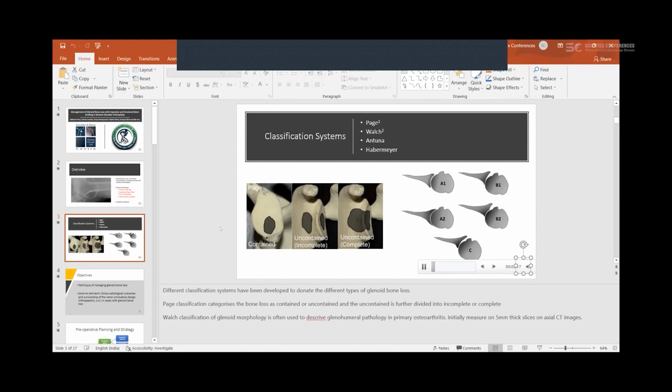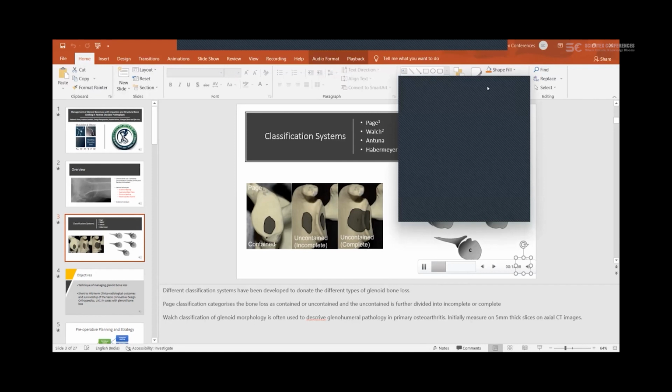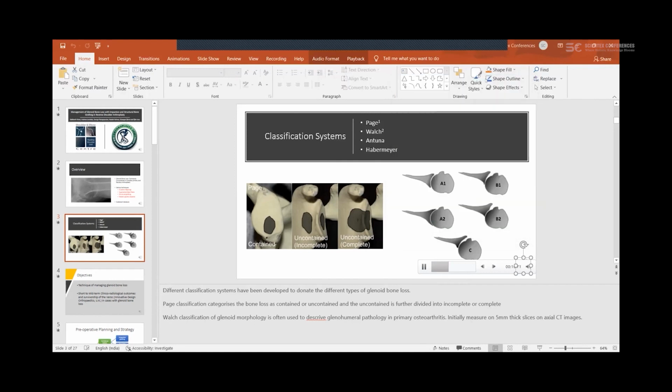There are various classification systems when it comes to glenoid bone loss, and the main one, the Page classification, categorizes the bone loss as either contained or uncontained, with uncontained being further categorized as either incomplete or complete. When we think about the Walsh classification, it's talking about the glenoid morphology in terms of glenohumeral pathology within primary osteoarthritis, and actually this was first described using 5mm thick slices on an axial CT image.